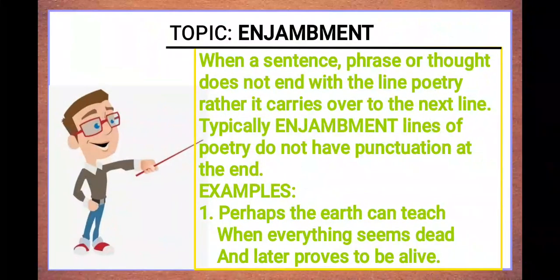Enjambment. When a sentence, phrase, or thought does not end with the line of poetry, rather it carries over to the next line. Typically, in enjambment, lines of poetry do not have punctuation at the end. Example: Perhaps the earth can teach when everything seems dead and later proves to be alive.